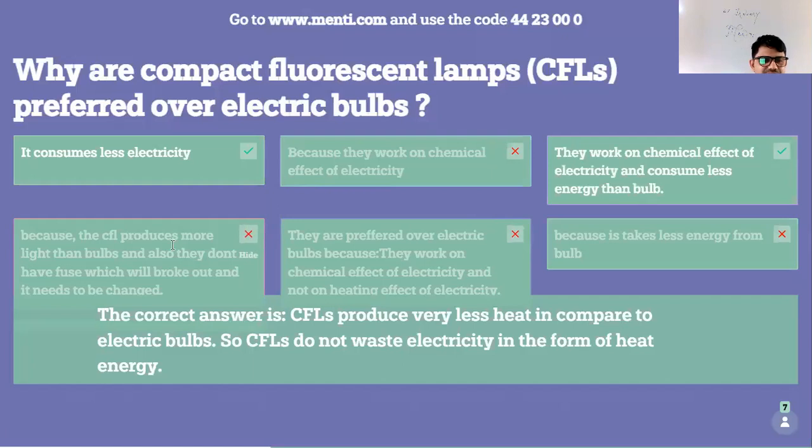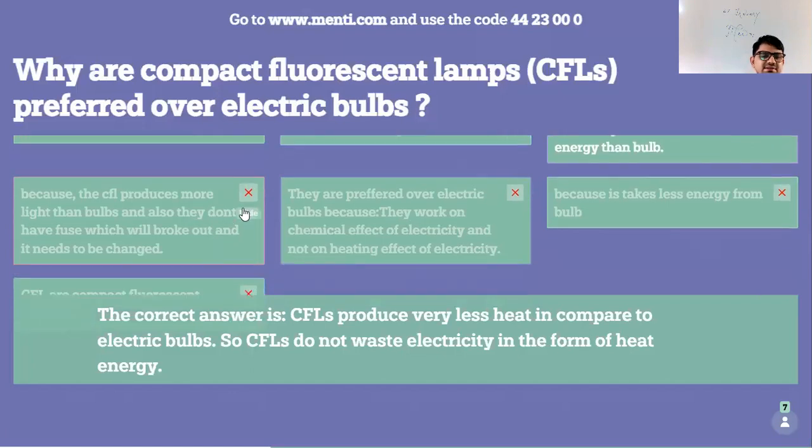Because CFL produce more light than bulbs and also they don't have a fuse which will break out and need to be changed. So I don't think an electric bulb has a fuse; it doesn't have a fuse either. So this answer is wrong. They are preferred because they work on chemical effect of electricity, not on heating effect of electricity.